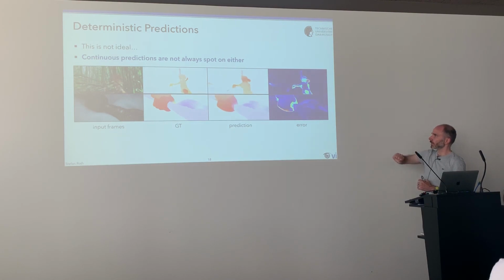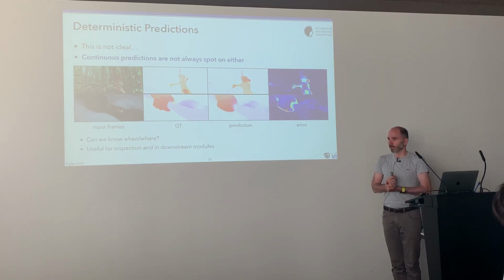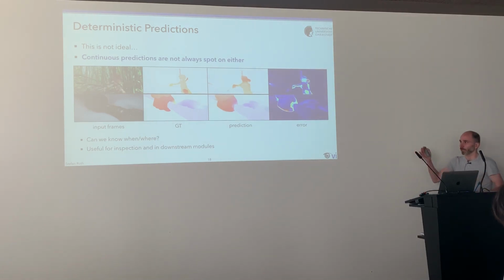And of course, there is some deviation from the ground truth and some errors, especially near the boundaries, for example, and you'd kind of like to know where they occur. So could the network assess itself that in certain areas of the image it's less certain than in others? So can we know when and where the network fails? And that's useful for a number of things, inspection and also downstream modules, right? Optical flow is very rarely the actual output of a computer vision system, but it's one feature that we use for something else very often.